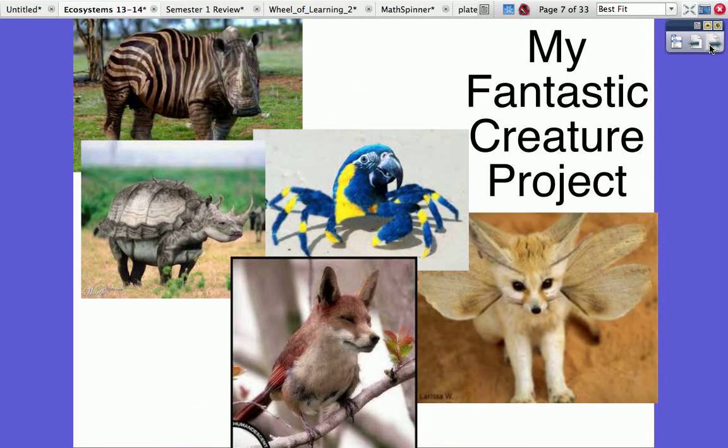Now these are the adaptations that we're looking at to present with your My Fantastic Creature project. You will take one regular organism, and through a problem, through a catastrophe, it has to develop something it normally wouldn't have in order to survive.